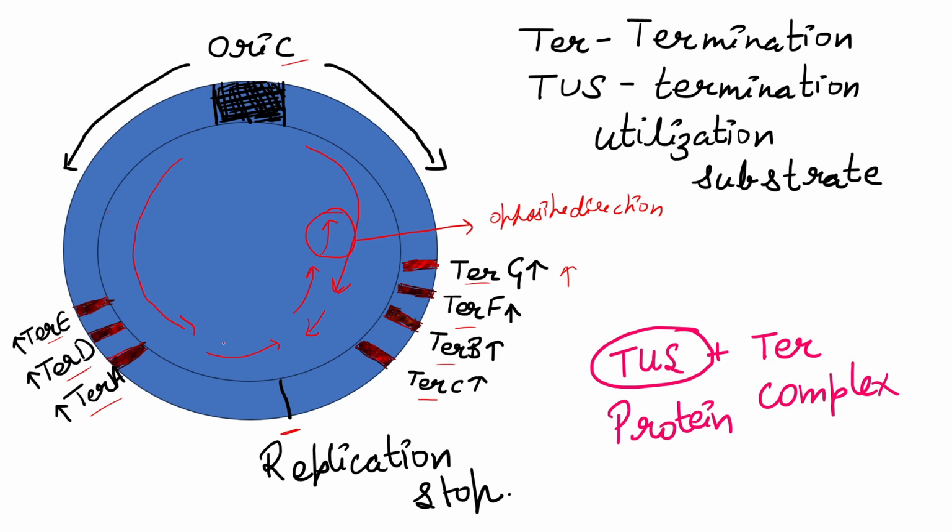Same goes for this. When this one strand is passing this other strand, the TER sequences will let it go. As this one fork starts coming from the upward direction to these TER sequences, then here also replication would stop. So the TER sequence would not allow further replication to happen. TER, termination, and TUS, termination utilization substrate, TUS is a protein, and TER make a TUS-TER protein complex, and this is how the replication stops.